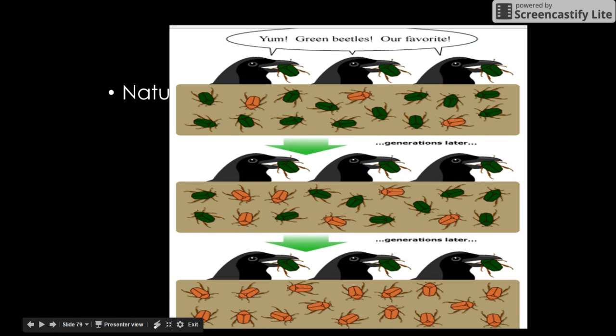This is the same thing that happens with bugs. Let's say, for example, we know the variation causes these bugs to have two different colors. And let's say the birds decided that the green beetles were their favorite, then all the beetles who are green will be eaten, and the orange beetles will stay and reproduce and be able to survive. Natural selection has selected the green beetles out of the population, and the orange beetles stay. This is natural selection because this is something that nature is selecting.